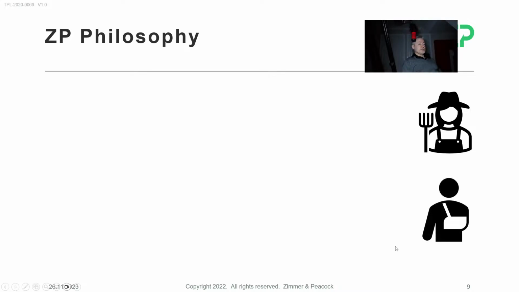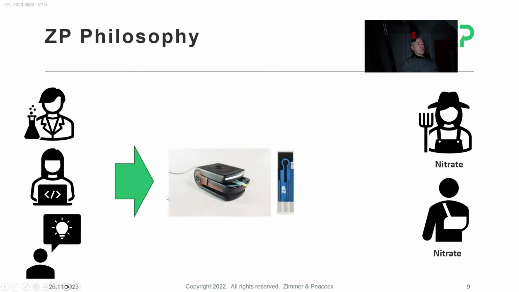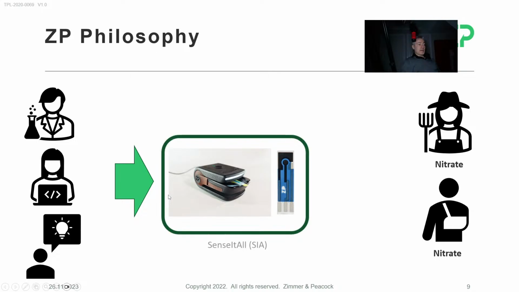Our philosophy at ZP is what I would call lean. So there's really an end user. That end user might be a farmer, or it might be a patient. So we have this philosophy that there is somebody with a real world problem. And what's nice about ZP is we've set it up so that many of the elements to help these people, whether it's nitrate for the farmer or nitrate on the breath for the patient, are already in place. So you can consider yourself a scientist, an engineer, maybe an entrepreneur, maybe a business person, and we've tried to put elements in place, things like the Sensi All platform, that will allow you to get products into the hands of these people as quickly as possible.